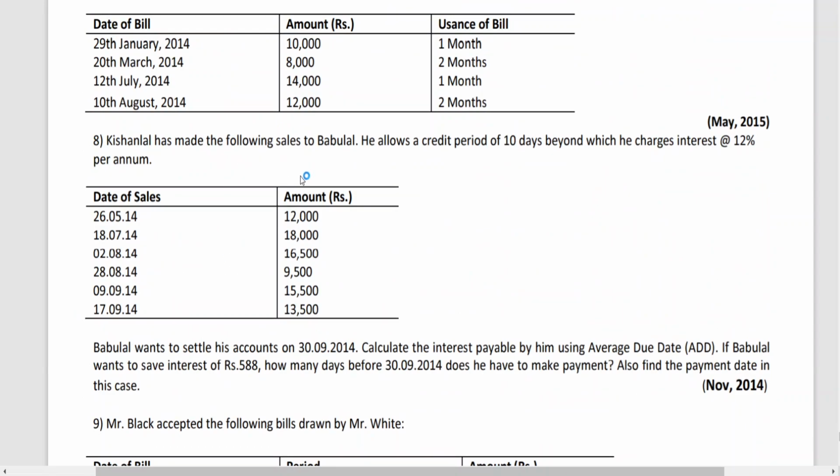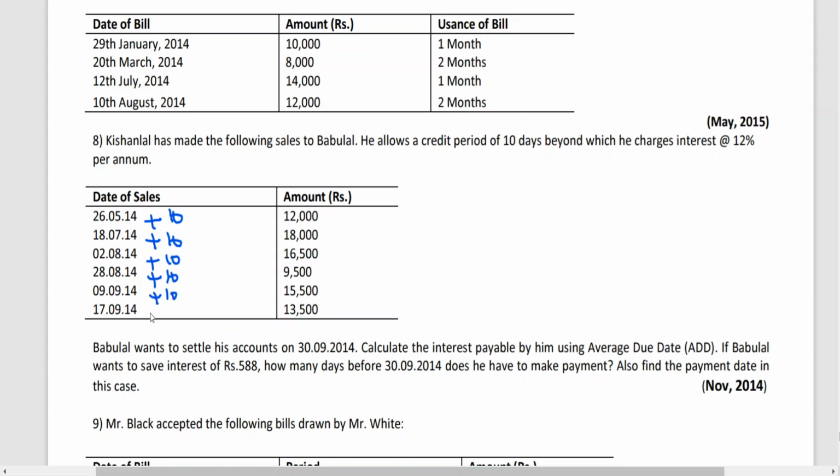Kishan Lal has made the following sales to Babu Lal. He allows a credit period of 10 days beyond which he charges interest at the rate of 12% per annum. So 10 days credit is given; if it is more than 10 days credit, he will be charging interest at the rate of 12% per annum. So date of sales he has given. For all these things, we need to add 10 grace days: 26th May plus 10 days, 18th July plus 10 days, 2nd August, like that for each transaction. Please remember, no need to add grace days because there is no bills of exchange. We have to calculate 10 grace days like this.